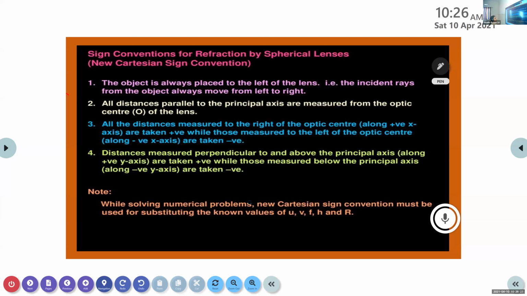Actually, these sign conventions are exactly the same as in the case of spherical mirrors. We only need to change the pole to the optic center. In the case of a mirror, we use the pole, but here we use the optic center.